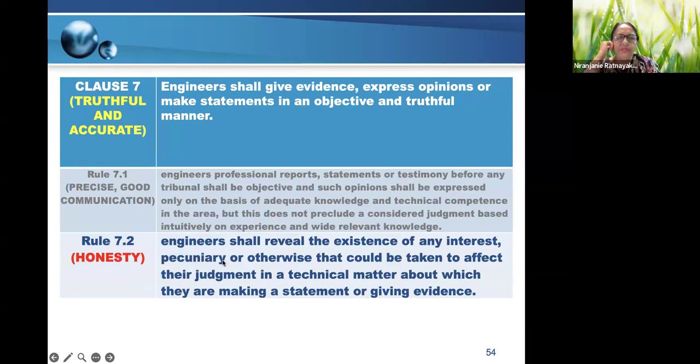7.2 is about honesty. Engineers shall reveal the existence of any interest, pecuniary, that means money, right? Pecuniary means financial, or otherwise, that could be taken to affect their judgment in technical matters about which they are making a statement or giving evidence. So basically, they should be honest about what they're saying. They should not be prejudiced by some other interest.